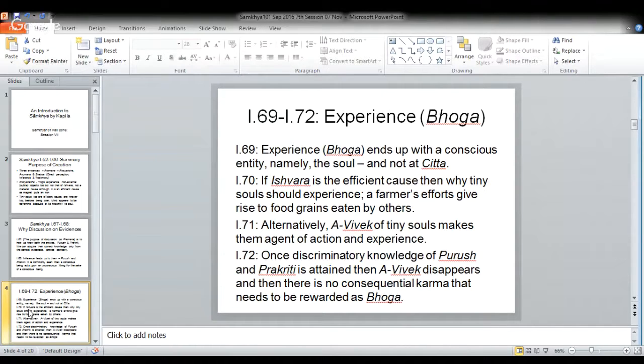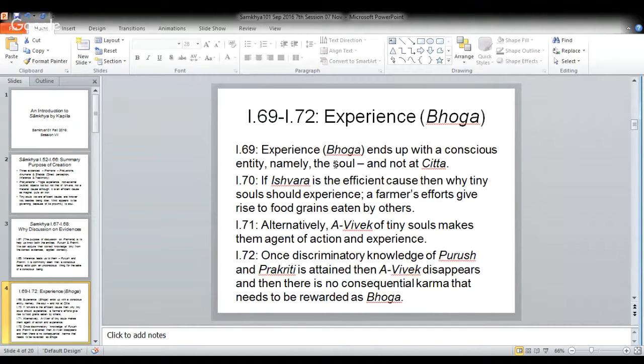So the information going up to the point of buddhi or chitta and then getting registered to the soul, the owner of the buddhi. He is the owner. When it gets registered to the soul, then it is called bhog. Otherwise, it is not bhog. Because that soul is the entity that can really experience that event, what is happening, what has been brought to him by buddhi. Chid avasano bhoga. That was 1.69. Translation is experience, bhog, ends up with a conscious entity, namely the soul.